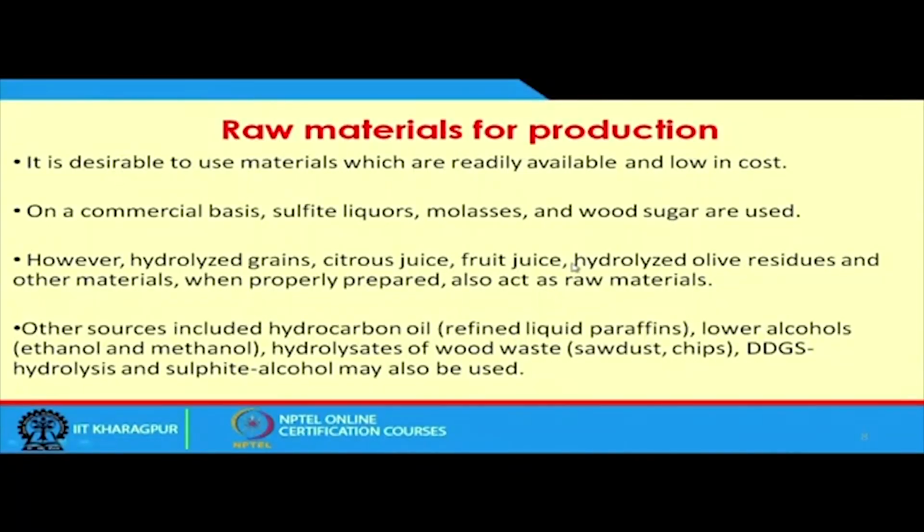Now, for raw materials for production, it is desirable to use raw materials which are readily available but low in cost, because since we are using this as a fodder yeast, the raw materials should be low in cost, otherwise the cost of production will be very high. On a commercial basis, sulphite liquor, molasses and wood sugar are used. However, hydrolyzed grain, citrus or fruit juice, hydrolyzed olive residue and other materials, when properly prepared, also act as raw materials. So these are the different materials that can be considered for the production of fodder yeast.